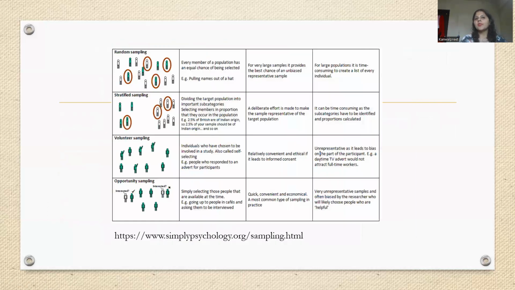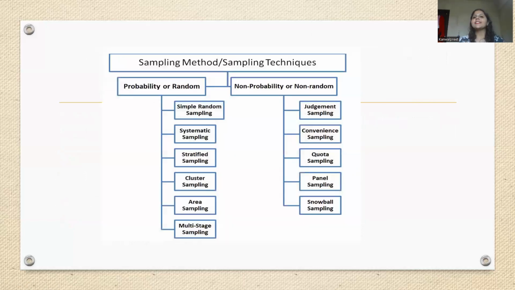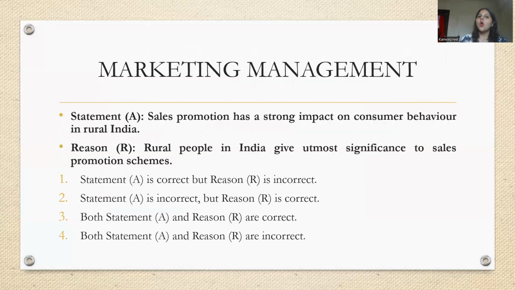Now, this is your homework. This is just an image which helps you understand what is random sampling, stratified, volunteer and so on. And similarly, you can study today non-probability, the merits, the demerits. If there is any other technique of non-probability or probability, it becomes your homework question.